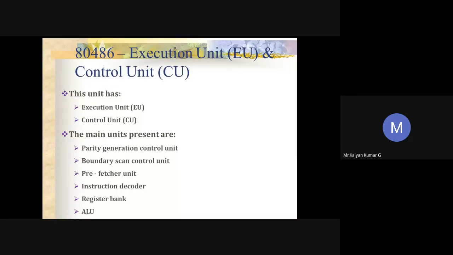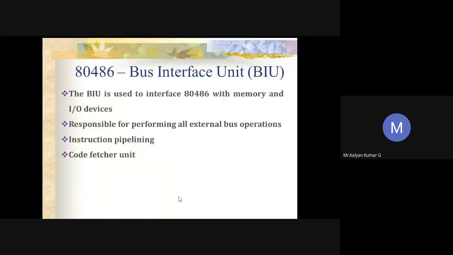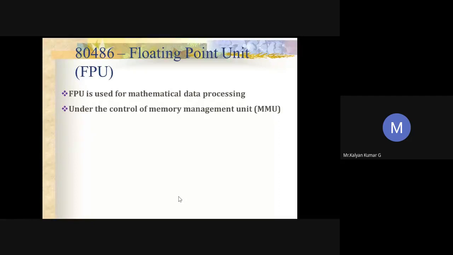I'll just complete this, it is almost over. The bus interface unit is the same as in the 80386. There is no additional feature, so you can just refer to the same thing. The additional feature that you have to notice here is the floating point unit. The floating point unit and the register banks of your FPU communicate with your BI unit with the help of the memory management unit, through a 64-bit internal data bus.